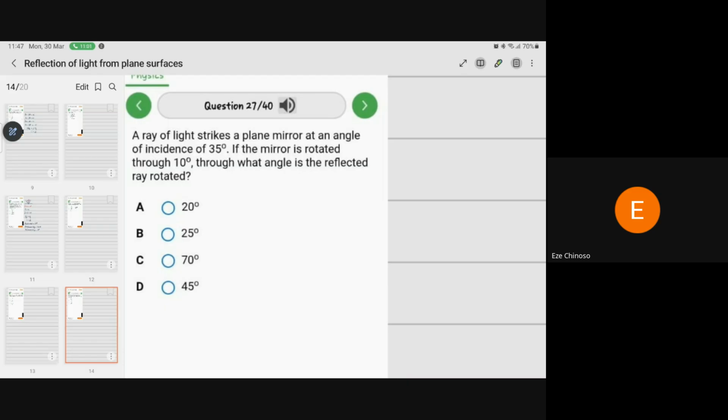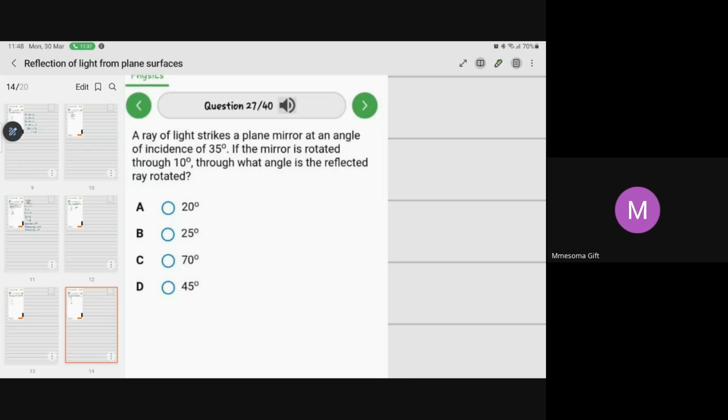Okay, that's simple. Meso, what do you have to say? The formula I used is angle of rotation of reflected ray equals two times the angle of rotation of the mirror, and the angle of rotation of the mirror is 10 degrees. So I did 2 times 10, which is 20. So which means you had no business with the incident ray 35. No, I had no business with it.